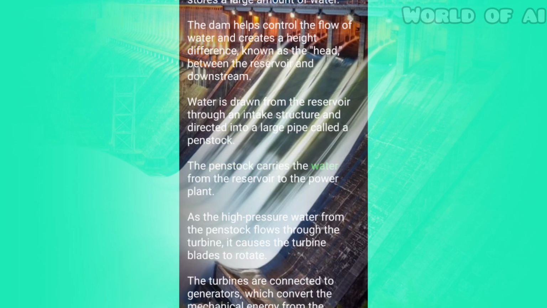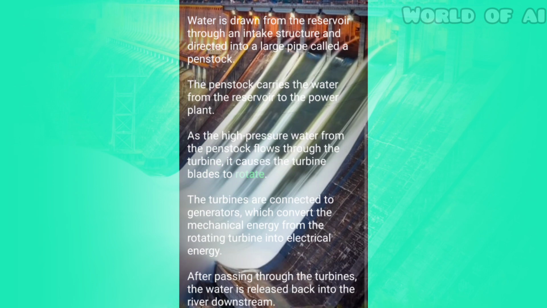The penstock carries the water from the reservoir to the power plant. As the high-pressure water from the penstock flows through the turbine, it causes the turbine blades to rotate. The turbines are connected to generators, which convert the mechanical energy from the rotating turbine into electrical energy. After passing through the turbines, the water is released back into the river downstream.